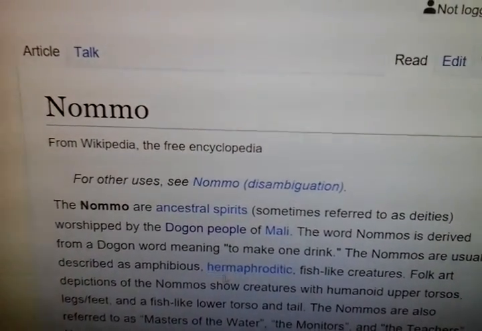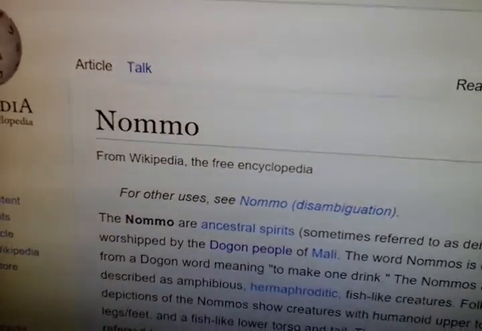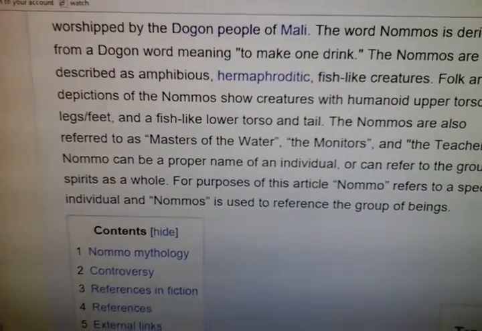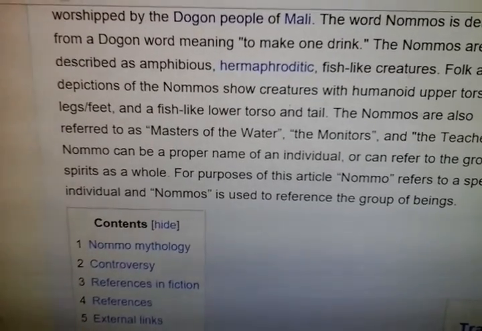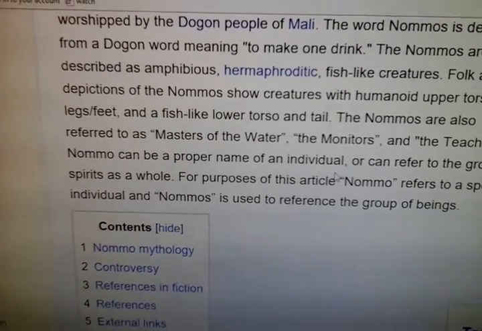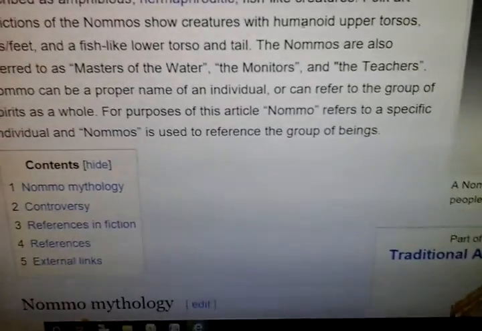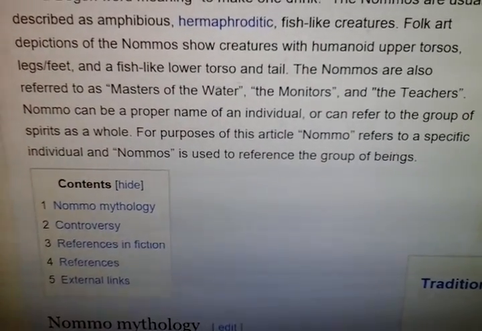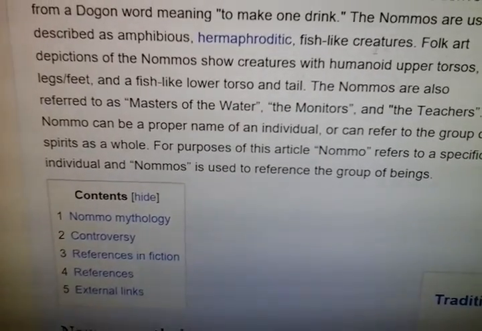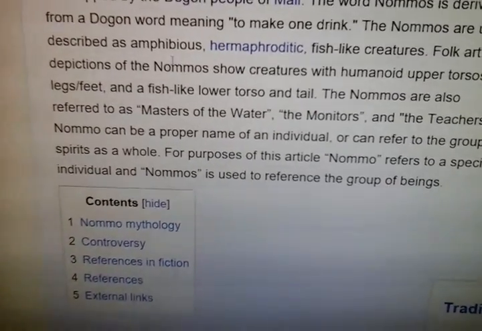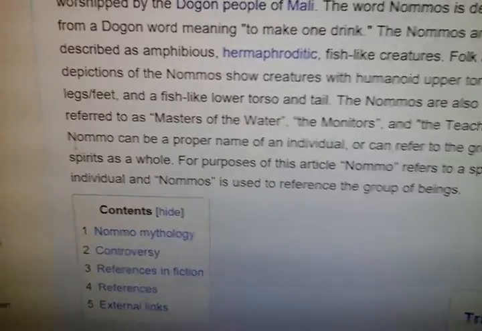So the movie The Shape of Water comes from the Dogon people, the Dogon's belief, the religion. And they tell us that it's mythology, bullshit. This was real. The Nommo are referred to as masters of water. The Nommo are amphibious, human people. Amphibious, they live in water.